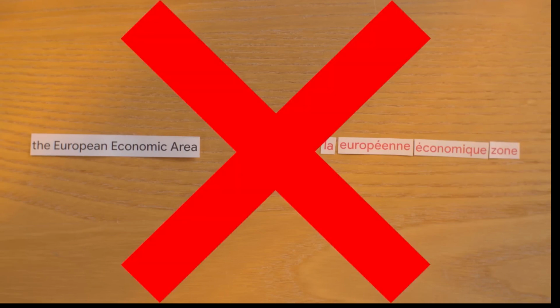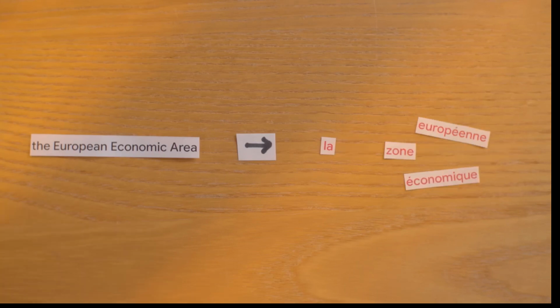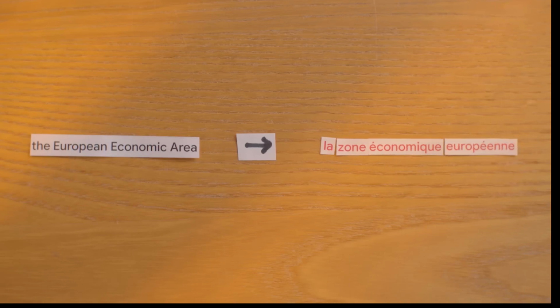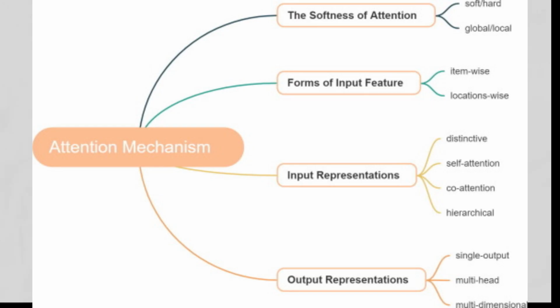One bad way to translate text is to try to translate each word one for one. But in French, some words are flipped, like in the French translation, European comes before economic. Plus, French is a language that has gendered agreement between words, so the word européenne needs to be in the feminine form to match with la zone.